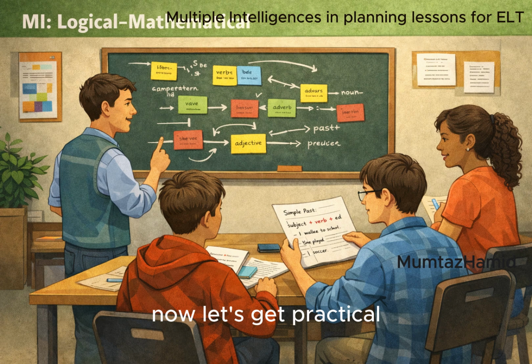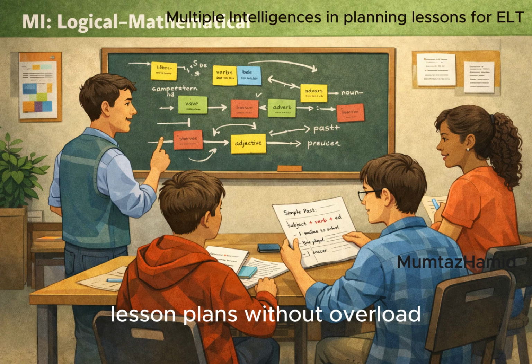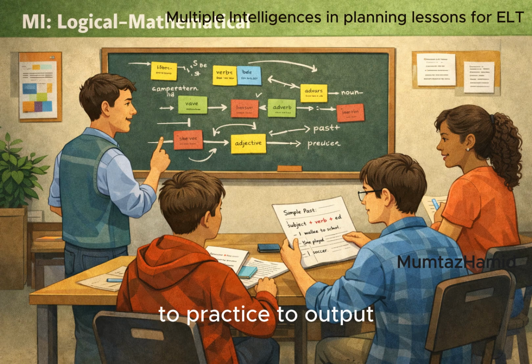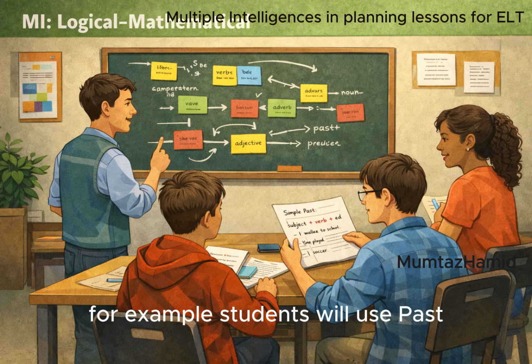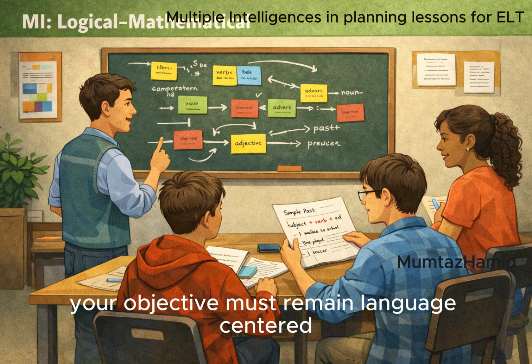Now let's get practical. Here's a clean method to use MI in ELT lesson plans without overload. MI lesson planning model. Objective, to input, to practice, to output, to assessment. Step 1. Start with a clear language objective. For example, students will use past simple to narrate a personal event with time expressions. Your objective must remain language-centered.